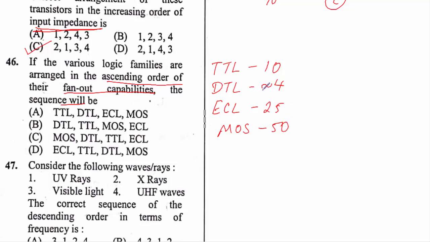They have asked to arrange in increasing order, so MOSFET should be at last. The first one should be DTL, but none of the options is matching. The options framed by the NET board are not proper, so by default I have to go for option A.